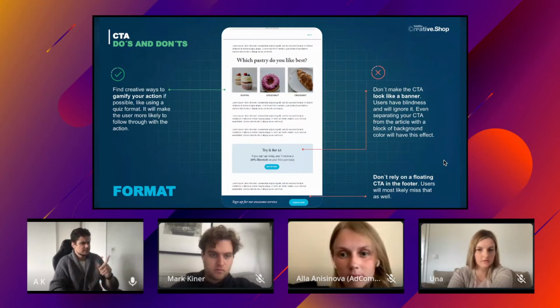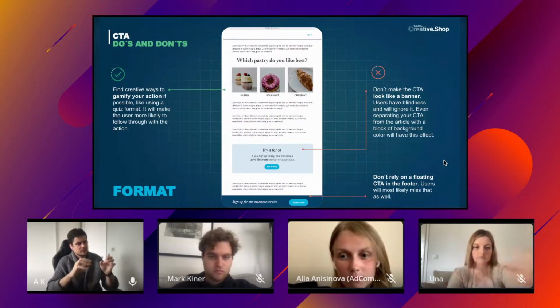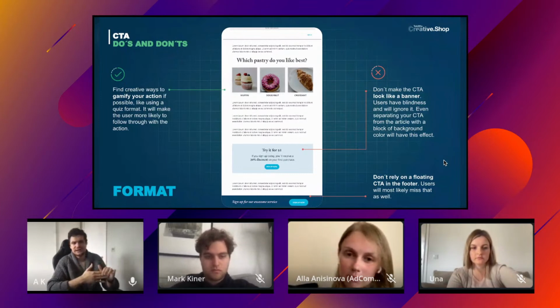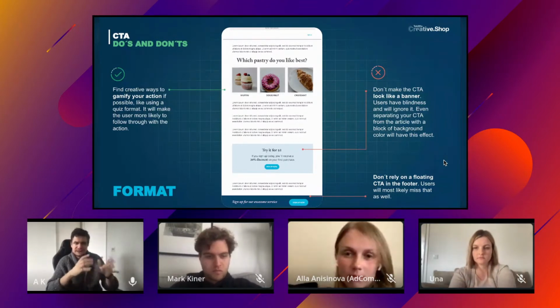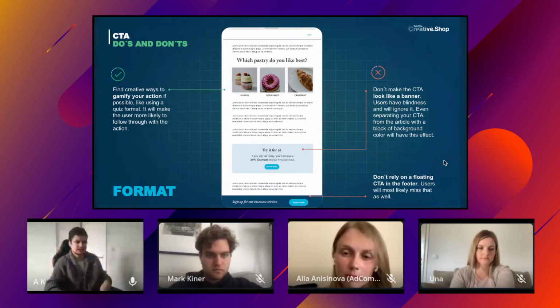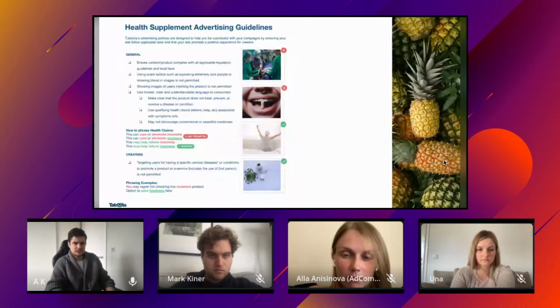Yes, and I believe one last thing in this part: call to action. Don't make it too obvious. Again, don't make it look like an ad. Make it organic looking, make it native looking, but don't emphasize it too much with a huge banner, because again, it's been proven statistically that it will suffer from banner blindness. And I'll let Mark take over.